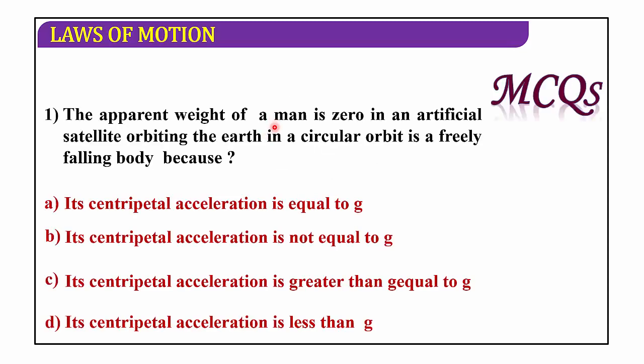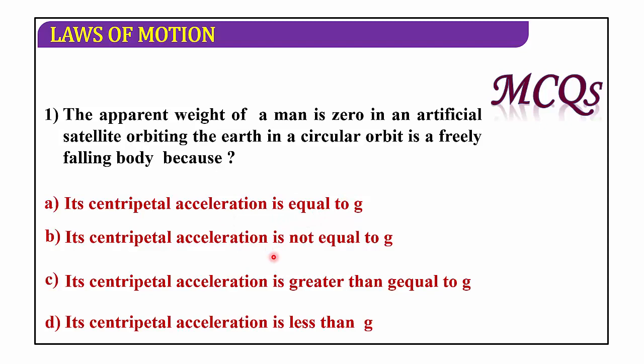We go for a multiple choice question based on that concept. The apparent weight of a man is 0 in an artificial satellite orbiting the Earth in a circular orbit because it is a freely falling body. Yes, they have given the right statement, but we have to answer the reason behind it. What is the reason for that? They have given the options: its centripetal acceleration is equal to g.